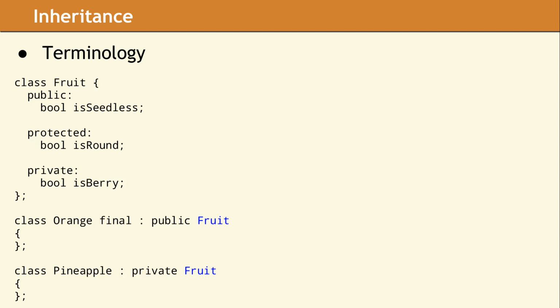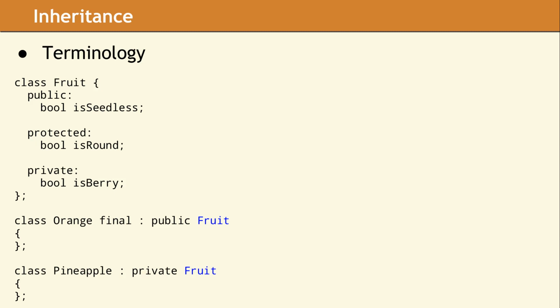Here is some sample code to demonstrate the different types of inheritance. From the viewpoint of the top-level fruit class, it has two child classes which are named orange and pineapple. From the standpoint of the orange class, fruit is a parent, and the pineapple class can be referred to as a sibling class. Since orange inherits from fruit using the public keyword, all three of the data members it inherits will keep their original access specifiers.